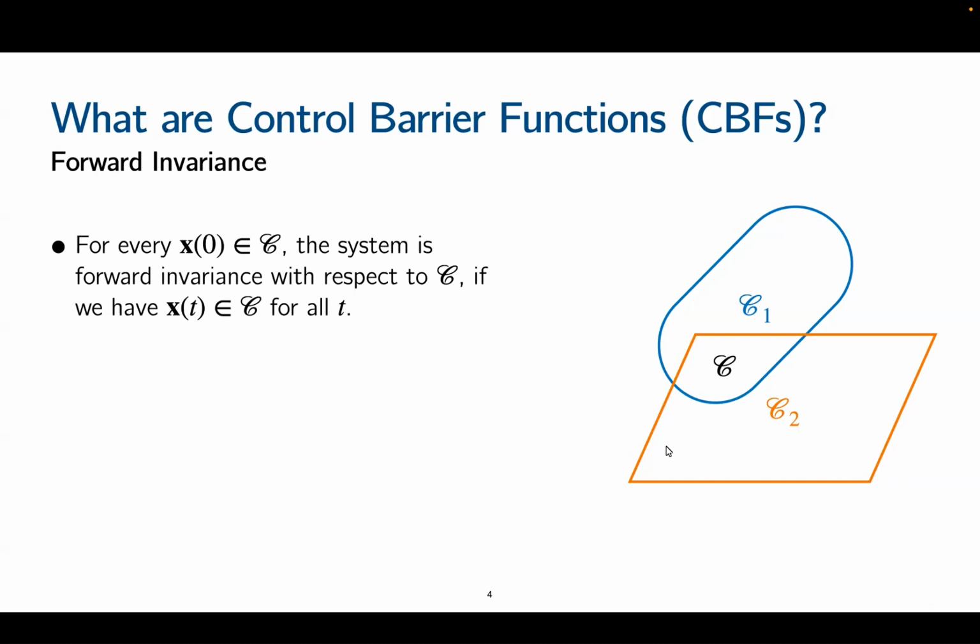Now we define the notion of forward invariance. For every state at time 0, if it belongs to a set C, the system is considered to be forward invariant with respect to that set if we have x at each time t also belonging to set C. In the context of safety, if C is a safe set and the system is forward invariant with respect to it, that means the state will never exit the safe set, which we can then say the system is safe with respect to that set.